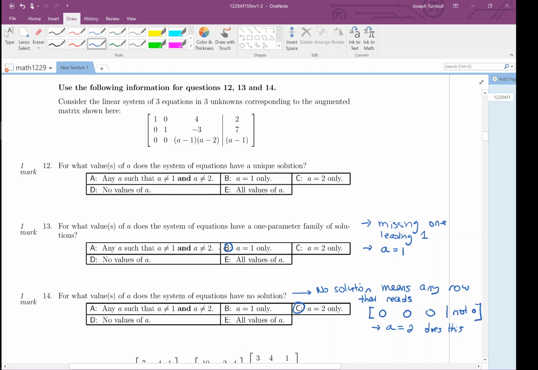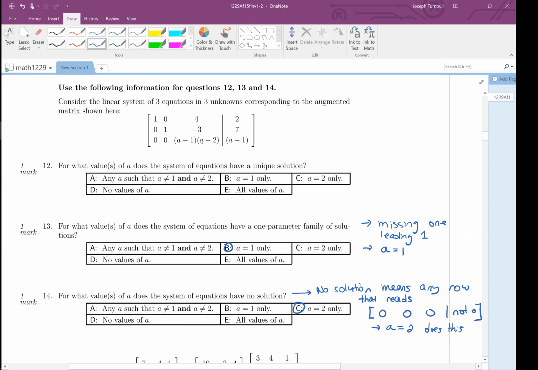Okay, now we'll jump to number 12. For what values of A does the system of equations have a unique solution? So unique would be one where you have x is equal to number, y is equal to number, z is equal to number. And that's going to happen when you have 3 leading 1s in your row-reduced matrix. And that will always be possible if you pick any value of A except 1 or 2.